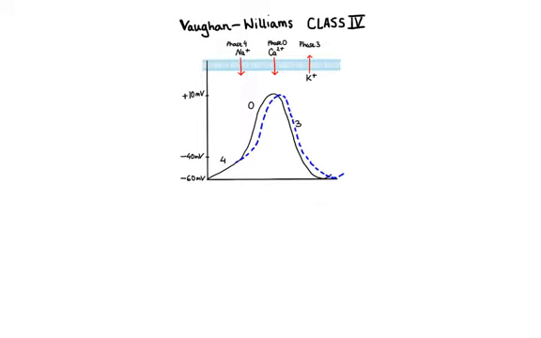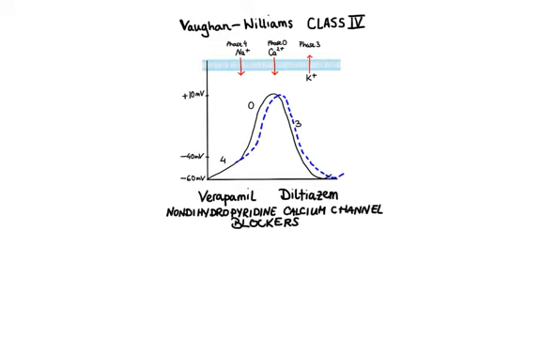The agents in this class include verapamil and diltiazem, which are the non-dihydropyridine calcium channel blockers. Unlike dihydropyridines, which act primarily in the periphery causing vasodilation, non-dihydropyridines are much more selective for the myocardium and therefore they show antiarrhythmic actions. Verapamil and diltiazem are most commonly used in treatment of supraventricular tachycardia and atrial fibrillation.